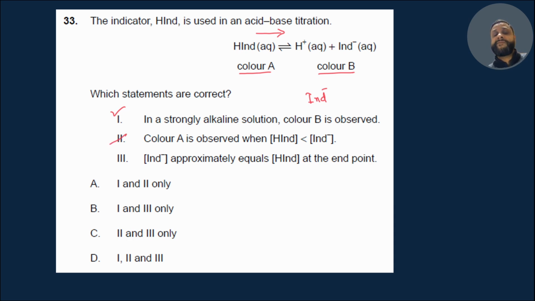Color A will be observed if the HInd, so the undissociated molar concentration, is bigger than the dissociated Ind minus concentration. But in the given statement, color B should be observed, not A, because the HInd molar concentration is smaller than the Ind minus concentration. So statement 2 is wrong. Statement 3: Ind minus molar concentration approximately equals HInd molar concentration at the end point. That statement is right.